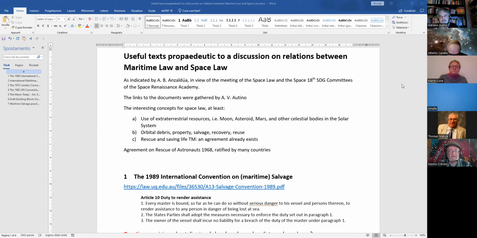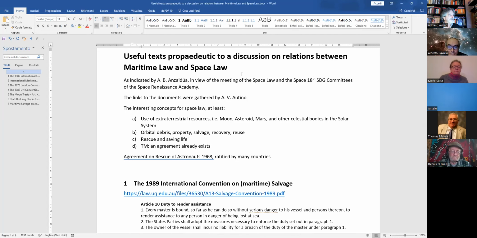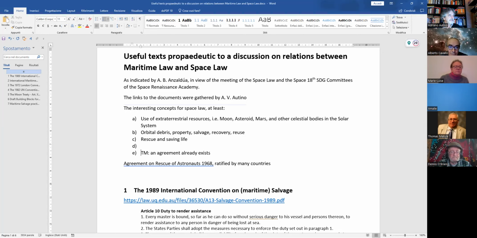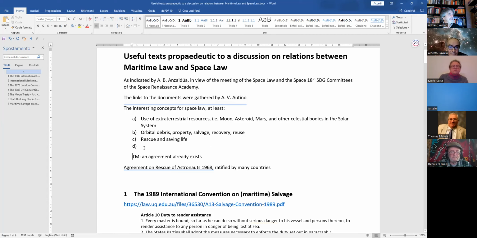Amalie, just because you entered a little bit later, we were trying to understand if the interesting concepts regarding space law are these ones: use of extraterrestrial resources, orbital debris, property, salvage, recovery and reuse, and rescue and saving life. About this last, Thomas said that an agreement already exists, made in 1968 and ratified by many countries. Okay, so this is about the rescue.